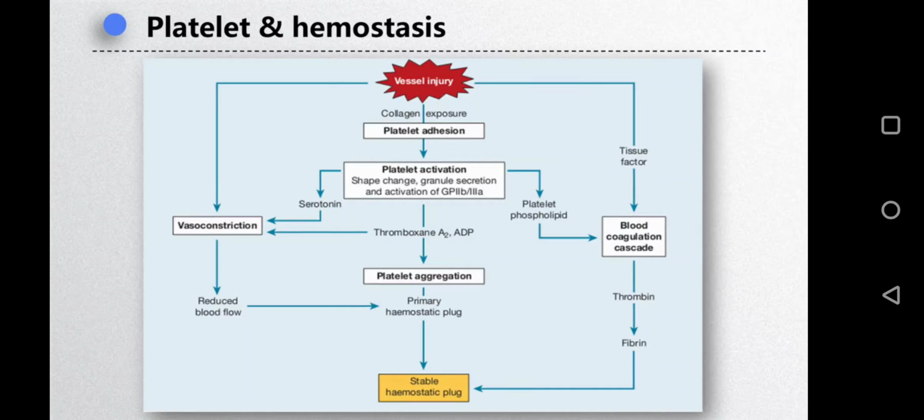Platelets in the process of physiological hemostasis can be roughly divided into two stages. The first stage is immediately after the occurrence of trauma. Platelets quickly adhere to the wound and gather into a group, forming a relatively primary hemostatic plug. The second stage promotes blood clotting and forms a stable hemostatic plug.